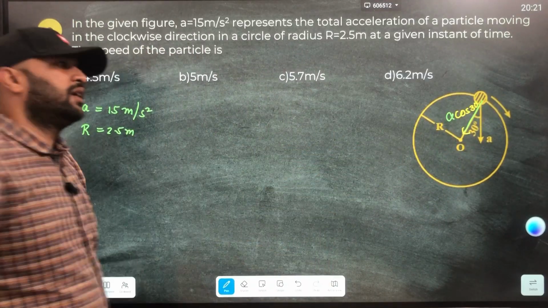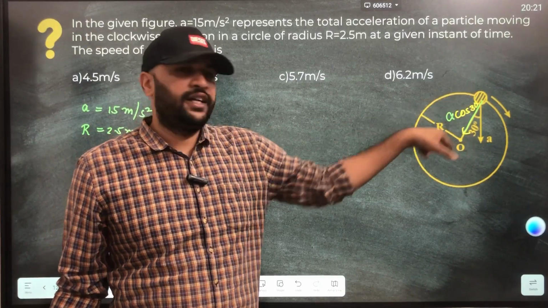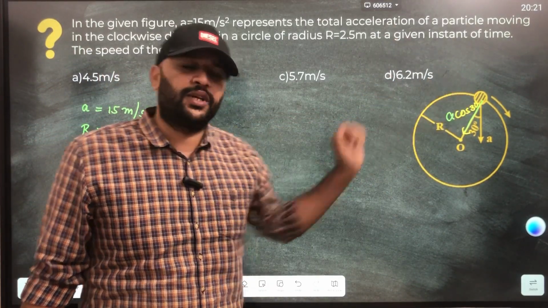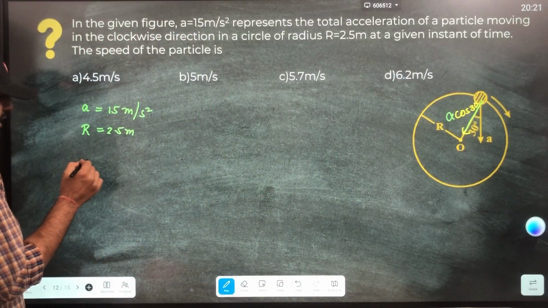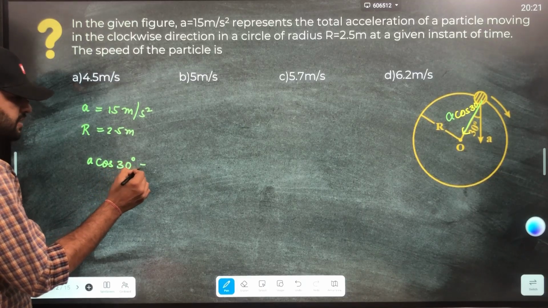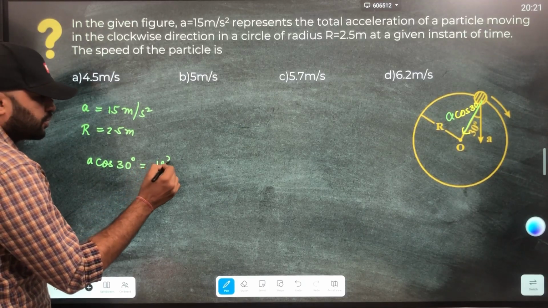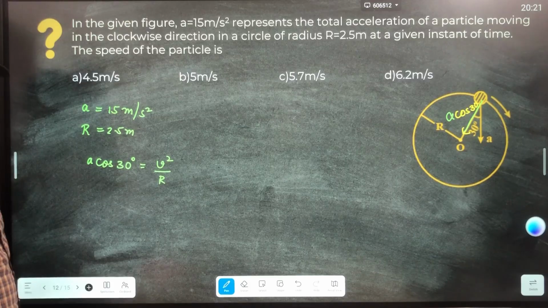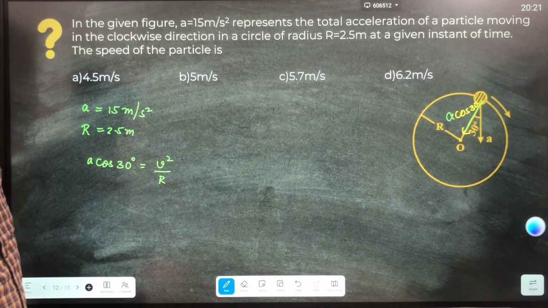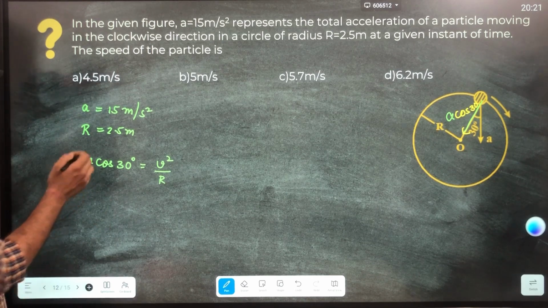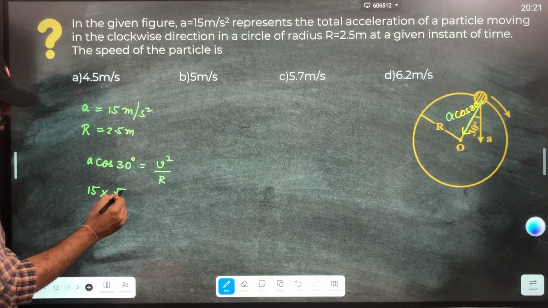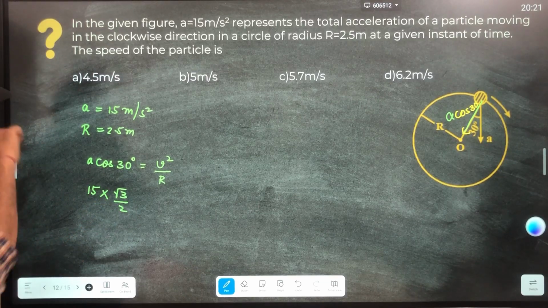This vector will make a component along the center O, which is A cos 30, and this A cos 30 is our radial or centripetal acceleration. So A cos theta, A cos 30 degrees, is the centripetal acceleration, and that equals V square by R, correct? We know this. This is our centripetal or radial acceleration, which equals V square by R. Now A is how much? 15. Cos 30? How much is cos 30? Cos 30 is root 3 by 2. I hope this is clear.